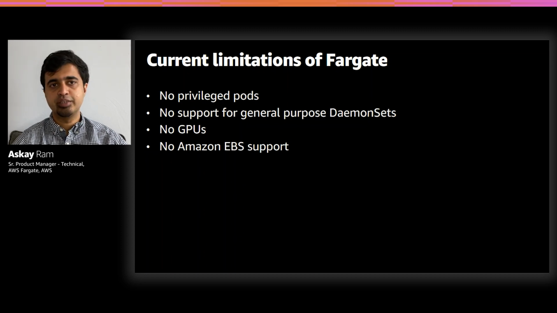The third is there's no GPU support. So if you have heavy machine learning applications that need graphics acceleration, you don't have GPU support on Fargate today. And the last is there's no Amazon EBS support. So if you have applications that need persistent storage and don't need the price performance of EFS, but rather the price performance of EBS, that's something which doesn't work on Fargate today.